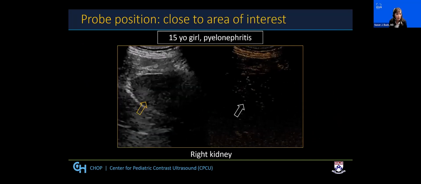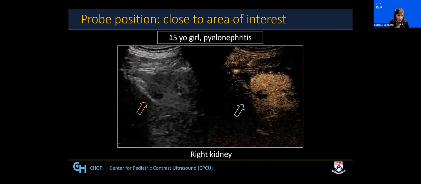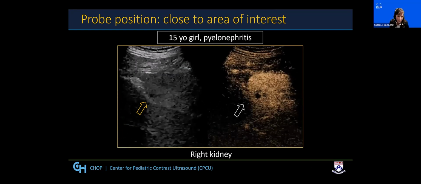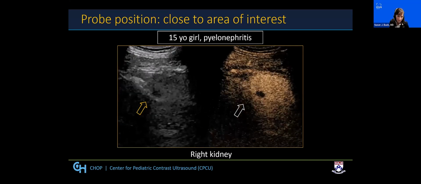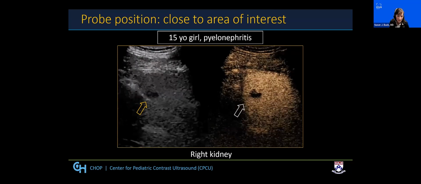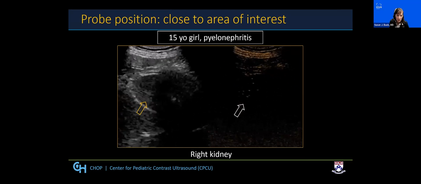The goal is also to always have the probe as close to the area of interest as possible. Here we are evaluating a 15-year-old girl who had pyelonephritis with a question about whether there was an abscess in this area of infection. When she was in a supine position, the best we could get for the probe to be close to the kidney was close to 9 centimeters.